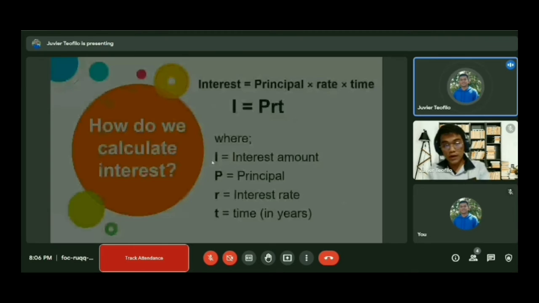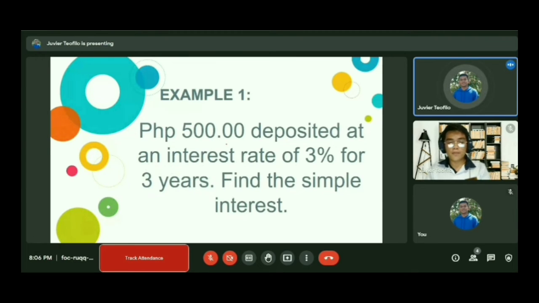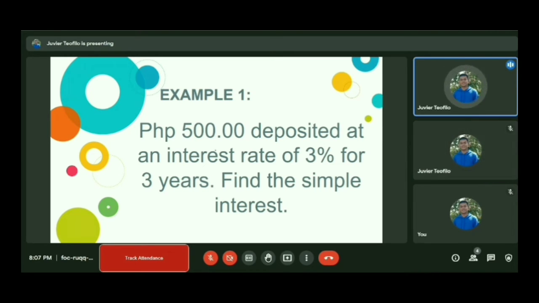Let's have example number 1. 500 pesos deposited at an interest rate of 3% for 3 years. Find the simple interest. If you're going to solve a problem, you must understand the problem first. Find what is given in the problem and what is being asked. What is given is 500 pesos, the deposited money, the interest rate of 3%, and 3 years. Now, what is being asked? Find the simple interest. We are going to find it using our formula.